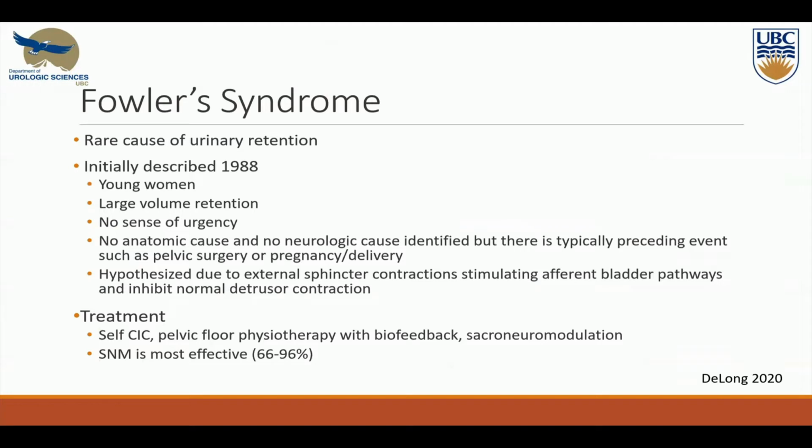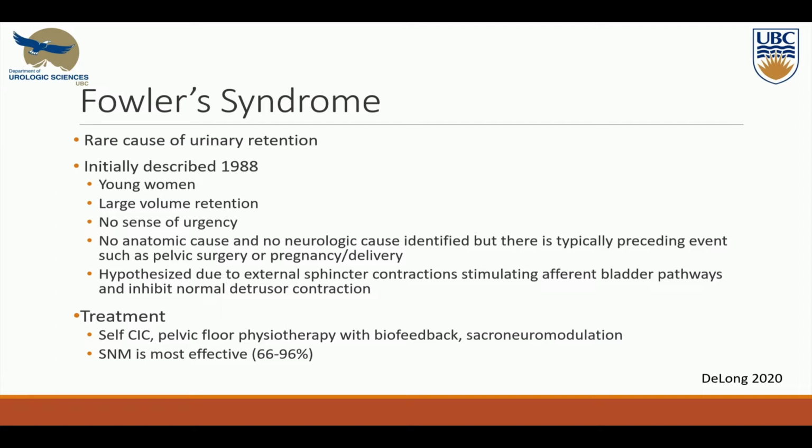So next up, you have Fowler syndrome, which is a very rare cause of urinary retention. It was initially described in 1988, and it seems to affect young women. They tend to have high volume retention. They may not have any sense of urgency or bladder filling. There's been no obvious anatomic or neurologic cause identified in a lot of these patients, but typically there is some preceding event such as pelvic surgery or pregnancy and delivery.